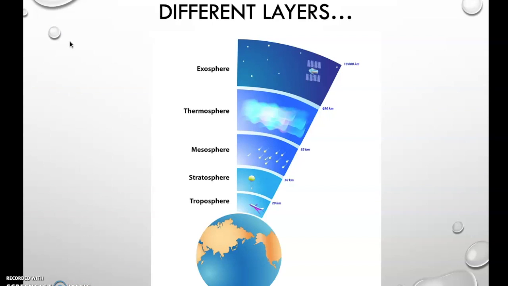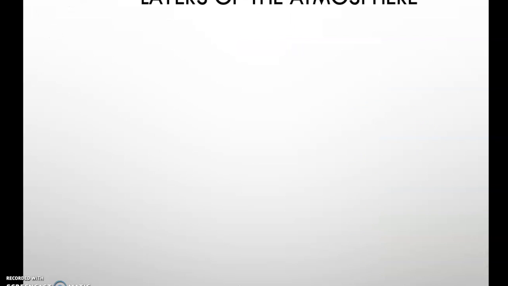The Earth's atmosphere is made up of 5 different layers. And so in this picture here, you can see what those 5 different layers are. And once you surpass that very last layer, then you would be in outer space.